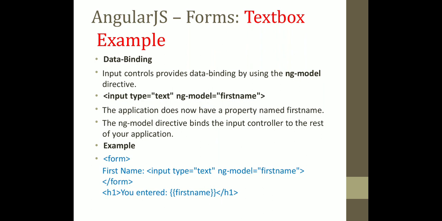Okay, so for example, how to use it in a form: we have started the form section. For the first name we are taking input type equals text, ng-model is firstName, and close that form. H1, you entered: firstName, and close that H1. So here we can see we are calling that firstName property with your expression. Okay, so this is bound to the rest of your application.